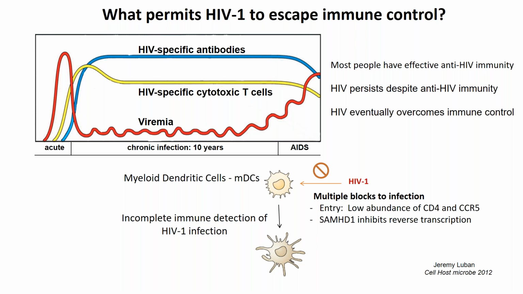So one of the reasons we think that the dendritic cells are not able to sense HIV is that the dendritic cells express very low levels of HIV receptors like CD4 and CCR5, and there are several cell-intrinsic host restriction factors which prevent HIV from replicating within dendritic cells.